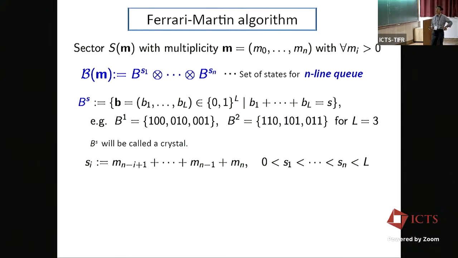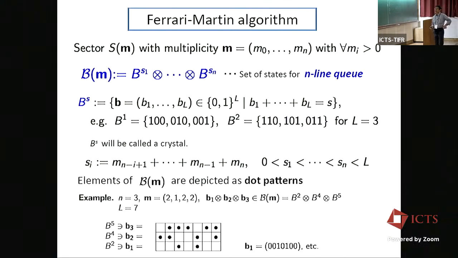For example, for a chain of length 3, we have this finite set. An element of B_s, or B_s itself, will be called a crystal from some context. I introduce this number, which obeys this inequality due to this assumption. The elements of the multi-line queue are depicted as dot patterns. For example, if n is 3 and the chain has length 7 with this sector, then it's depicted in this manner, where you see that B_1 is 0, 0, 1, 0, 1, 0, 0, as this example indicates.